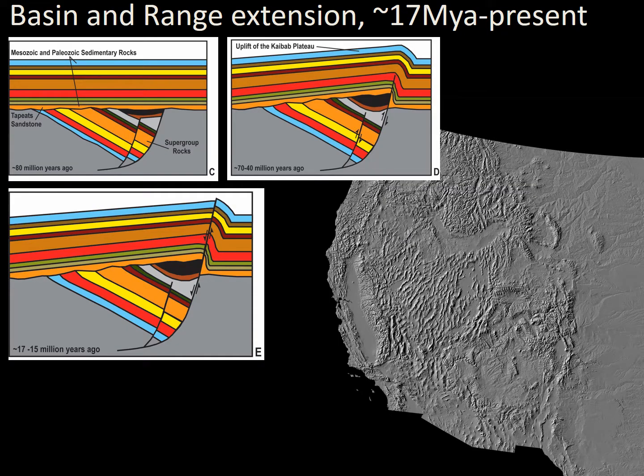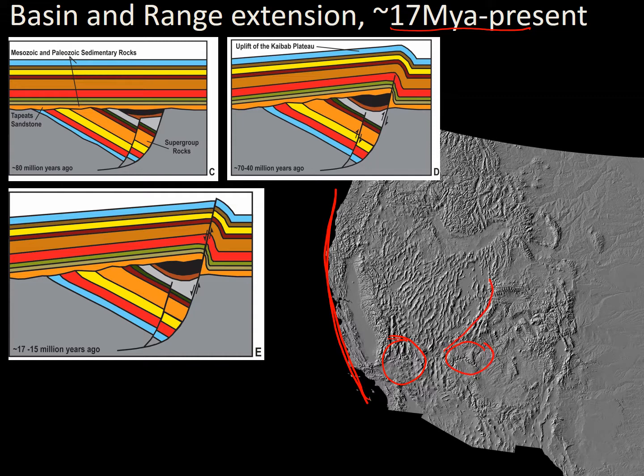Following the compressional phase in the western U.S., which resulted in uplift of the Kaibab Plateau, due to changes along the western boundary of western North America, changes in the plate tectonic situation there, big sections of the western U.S. have undergone extension, starting at about 30 million years ago in the westernmost part, sort of in this area, and about 17 million years ago it started in the Grand Canyon area.